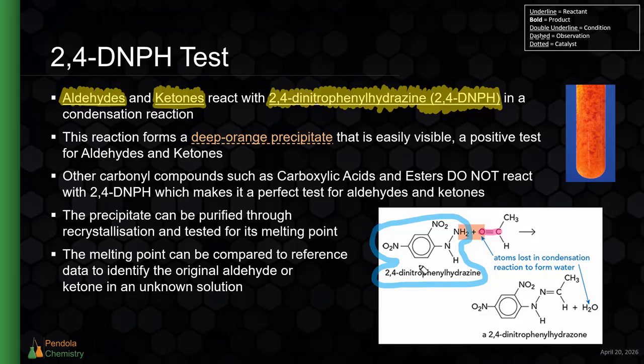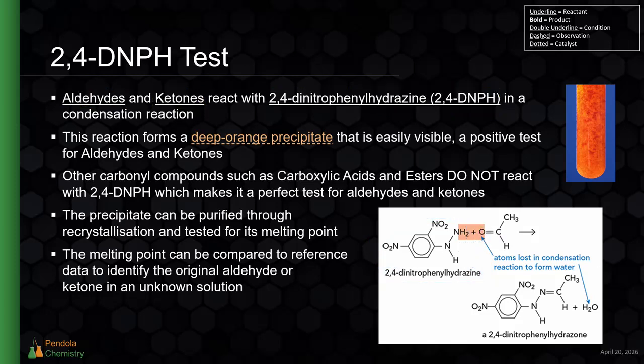And we're not going to go into why. The why is a bit complicated. But it reacts in a condensation reaction. So again, this is 2,4-DNPH, and 2,4-DNPH will react with the carbonyl group on an aldehyde or ketone. But again, not with carboxylic acids and not with esters, which makes it a perfect test. Because if the reaction happens, we know that the unknown compound we're testing is an aldehyde or a ketone.